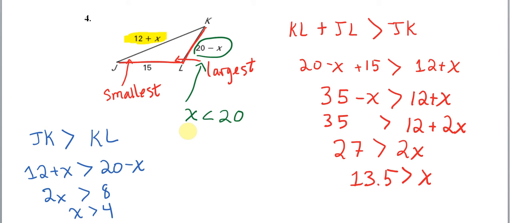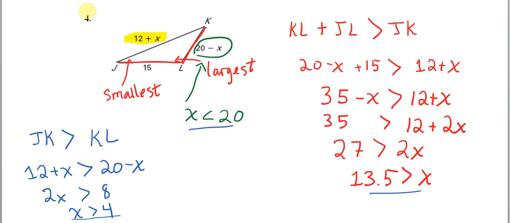So we have three restrictions. x must be less than 20. x must be less than 13.5. And x must be greater than 4. And we want to go with the most restrictive. Okay, so what would be the most restrictive out of all three of these?